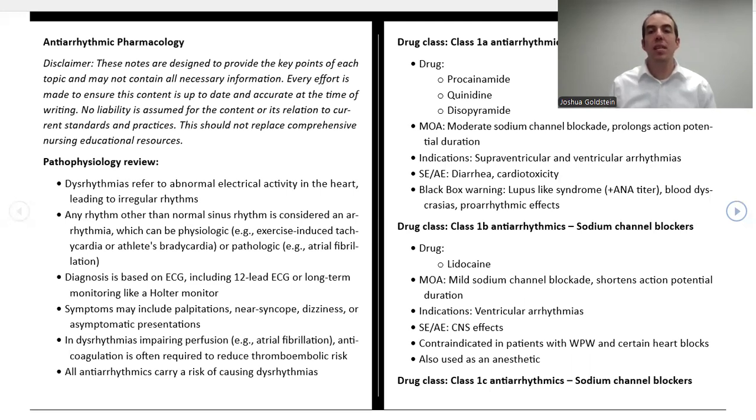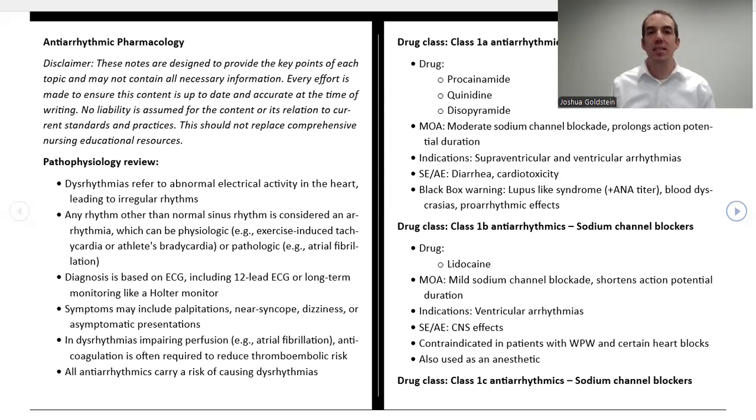My name is Dr. Goldstein, and in this lecture, we're going to go through the pharmacology for dysrhythmias. A dysrhythmia is an abnormal electrical activity in the heart. When we talk about assessing the heart, there's many different ways to assess the heart. We can assess the output, we can assess the electrical activity, and more. Today, we're focused on the electrical activity.